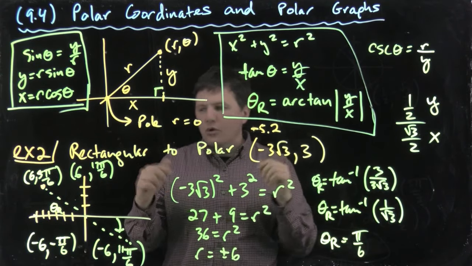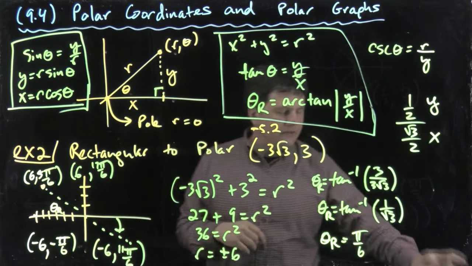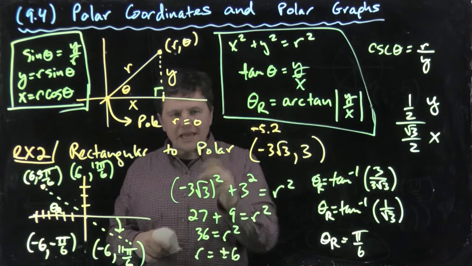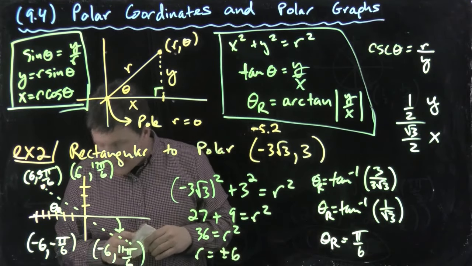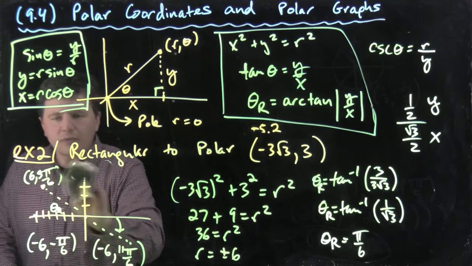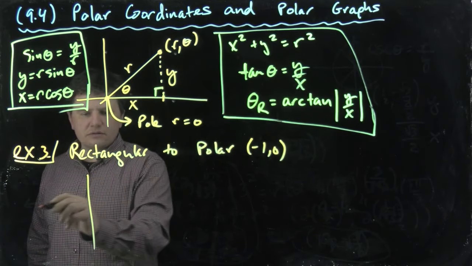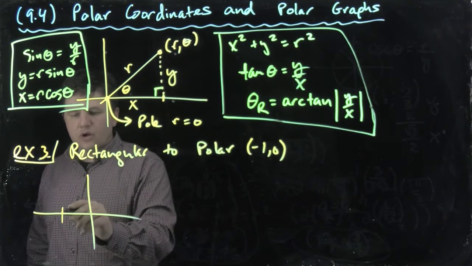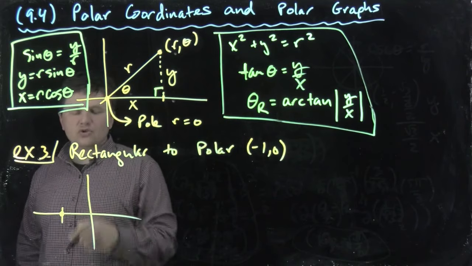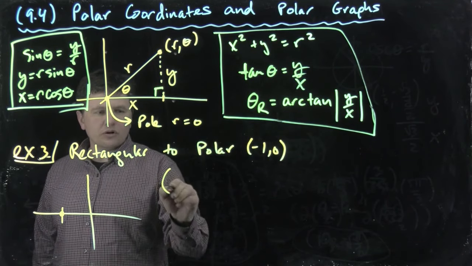All right, I'm going to do one more example, but let's make it really, really easy. We're going to do another one, rectangular to polar, and that one is going to be very easy. Okay, one last very easy one. So negative 1, 0, that would be that point. How would I describe that using polar?